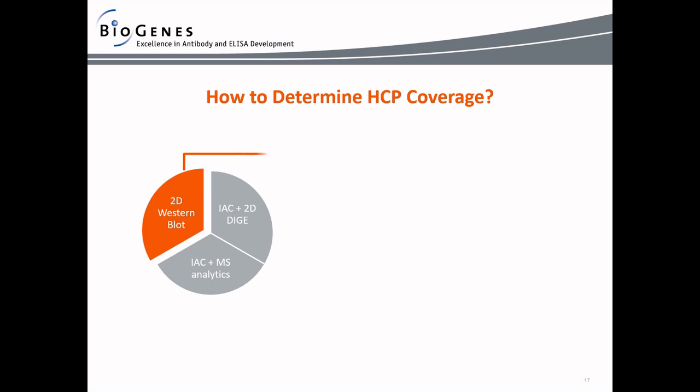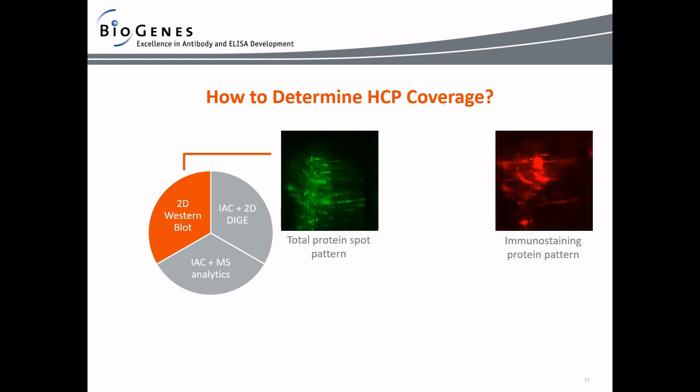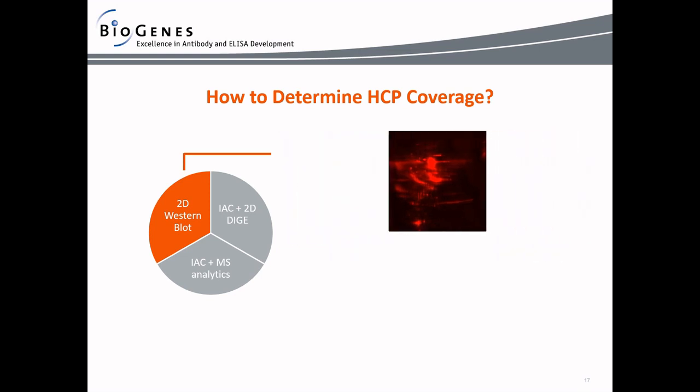I would say it's the broadly accepted standard method for coverage analysis. Thereby, the sample of interest will be subjected to 2D electrophoresis. Then the proteins are separated by their isoelectric point and their molecular weight. Then they are transferred onto a membrane and incubated with the anti-HCP antibody. And in the end, overlapping signals from proteins and immunostaining can be considered as successfully covered.